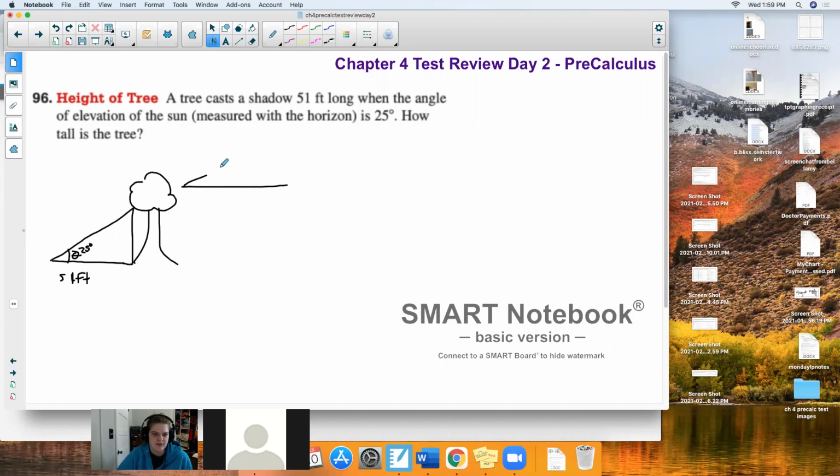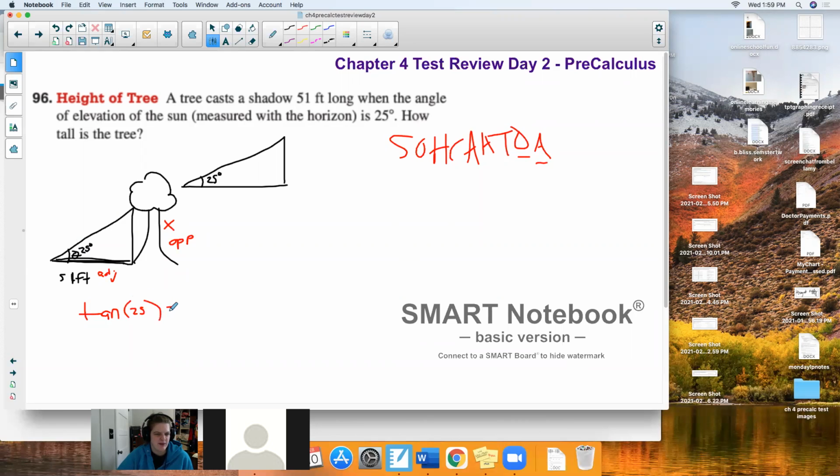I was thinking of putting it here, which is still where the sun is, but not helpful when it comes to actually solving the problem that there's 51 feet for a shadow. Okay, so they want to know how tall is the tree. Well, it's the opposite side of this angle that we're talking about. The shadow is the adjacent side, and so therefore we are talking about tangents with SOHCAHTOA. We have O and A, and that means that we're going to do tangent of 25 equals opposite over adjacent.